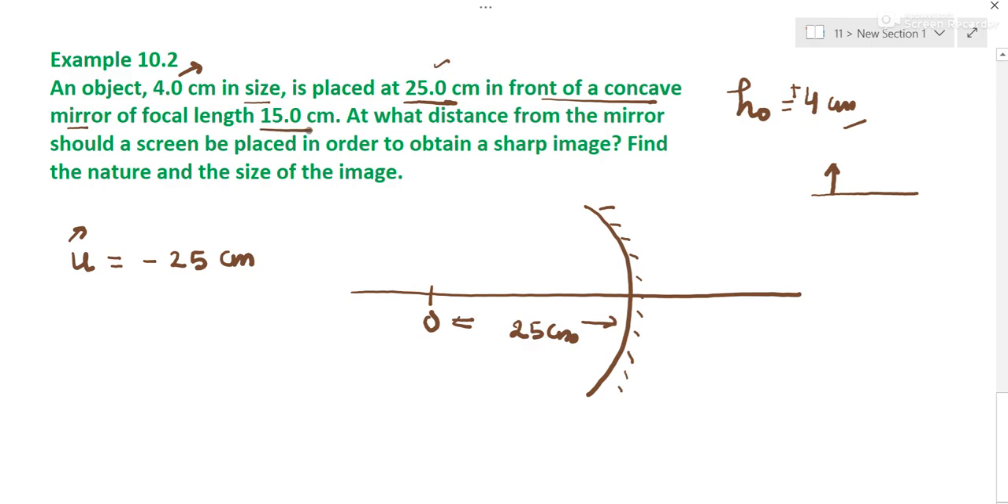Focal length is given as 15 centimeter. Now we have to keep in mind, because the focus will lie on this side, in front of the concave mirror, it is also taken negative. For a concave mirror and concave lens, focal length is always negative. Okay, so U and F are there, so we can find the rest of the quantities using the mirror formula.